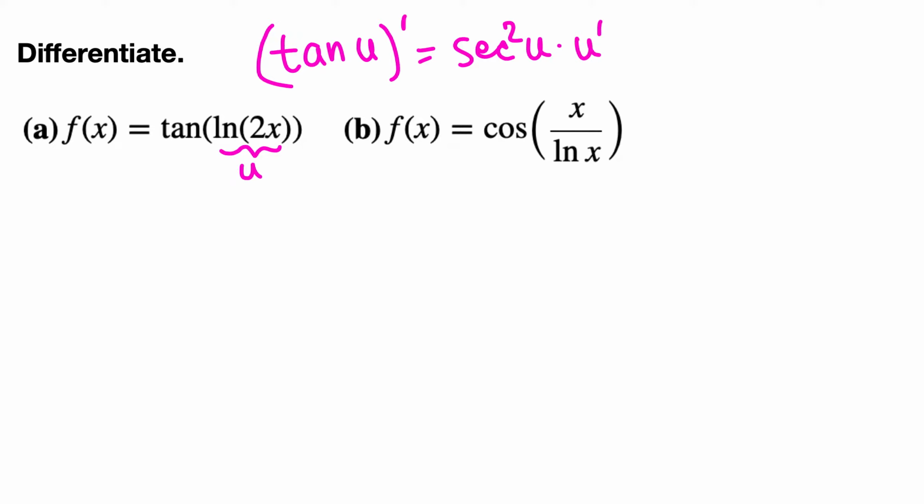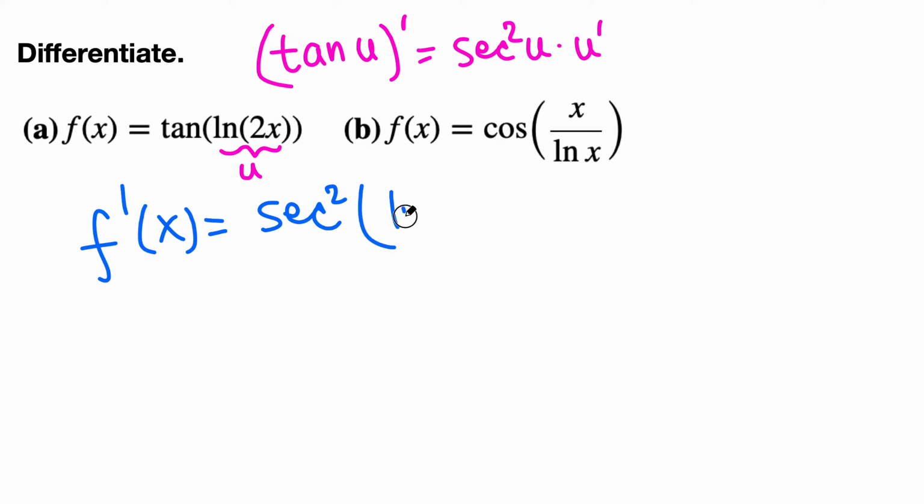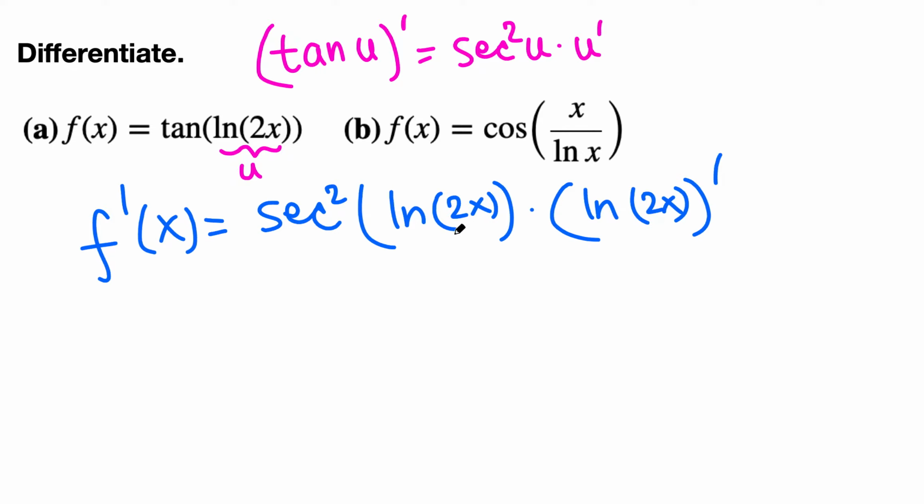So using that, I'm going to get derivative is secant square ln 2x times derivative of ln 2x. So this is done. Now we need to worry about this derivative. So secant square ln 2x times this one.